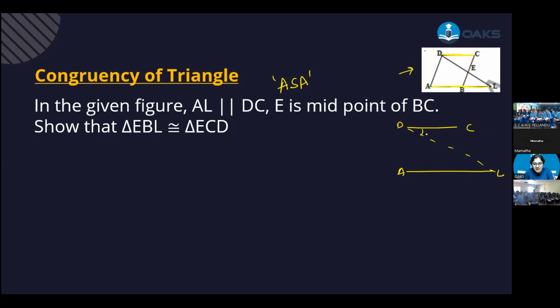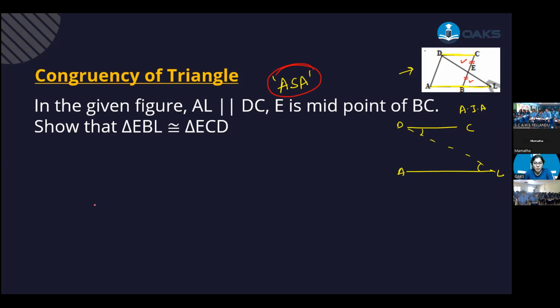So we can say that these two angles are equal as alternate interior angles, right? We have to prove that triangle EBL and triangle ECD are congruent. Now, what is given to us? E is the midpoint of BC. That means this is equal. E is the midpoint of BC, so this is equal, right? So we need to find some angles and sides so that angle side angle will be verified.